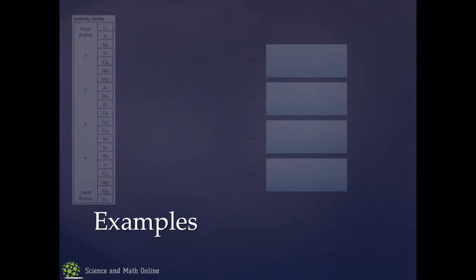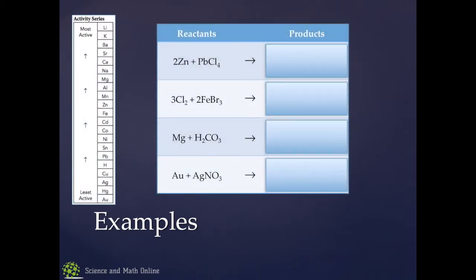Let's run through some more examples of these. Zinc and lead(IV) chloride. Take a moment, and the first thing I like to do is just see if the reaction occurs. So zinc and lead: that reaction will happen. Here, chlorine's higher than bromine on the periodic table, so that will occur. Magnesium and hydrogen, we just did that. That will occur. Gold and silver. Here's gold, here's silver. Gold's lower. So this one's going to be my no reaction.